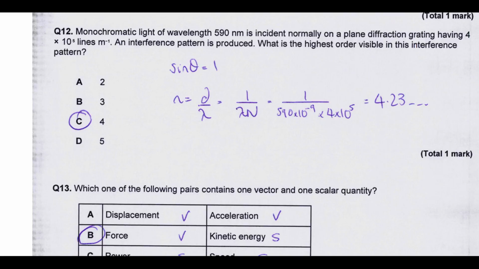Monochromatic light of wavelength 590 nanometers is incident normally on a diffraction grating. We've got the number of lines per meter. We've got an interference pattern. What is the highest order visible? So for the highest order visible, we start off by putting sine theta equal to 1, or theta is equal to 90 degrees. And so then you can simplify your diffraction grating equation. You should know that d is equal to 1 over n, so that's how I've gone to this equation here. You put the numbers in and you end up with 4.23. So what that tells you is you haven't yet reached the 5th order, so the maximum must be the 4th order.